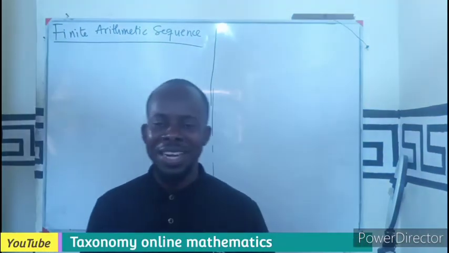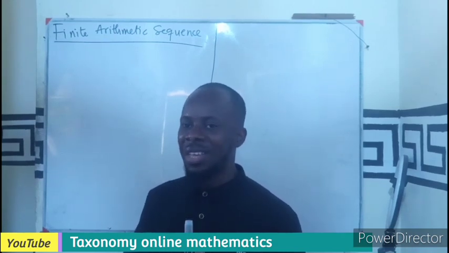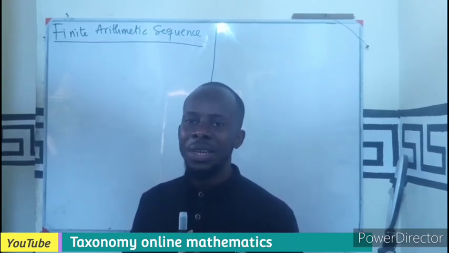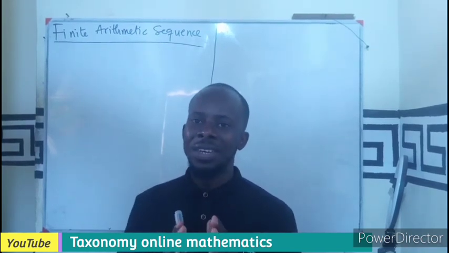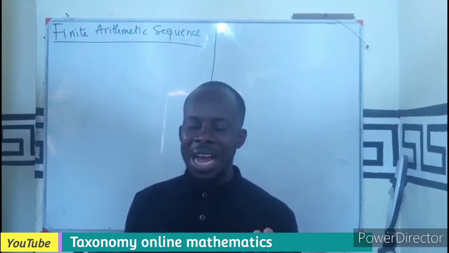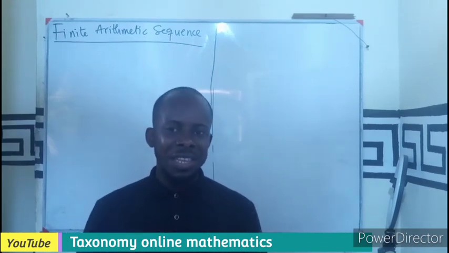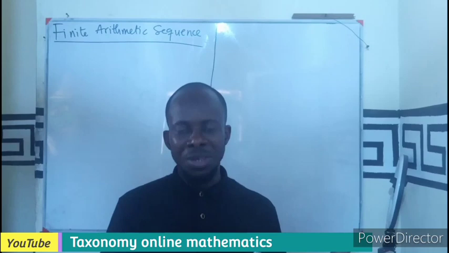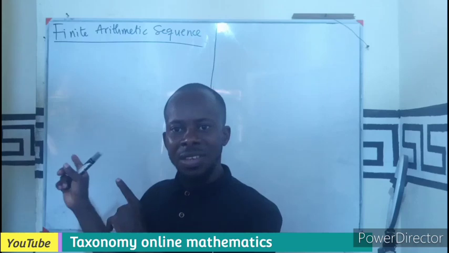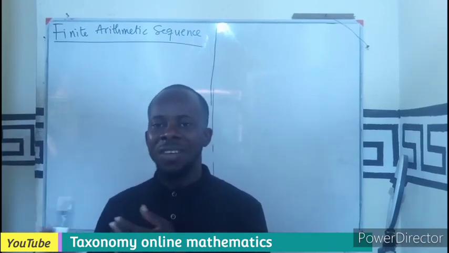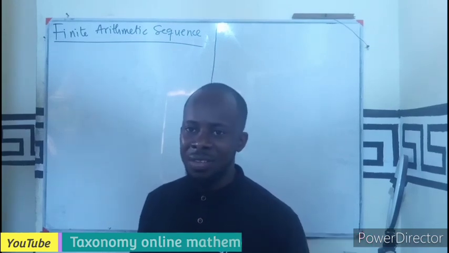Welcome to my channel. In this tutorial, we want to treat another aspect of sequence and series under arithmetic progression. We are taking finite arithmetic sequence. In the definition of sequence and series, we did mention that series can be either finite or infinite, meaning the arrangement of numbers can have an end, as a finite, or it could be endless, as infinite. So let's see how we can deduce that in this episode.